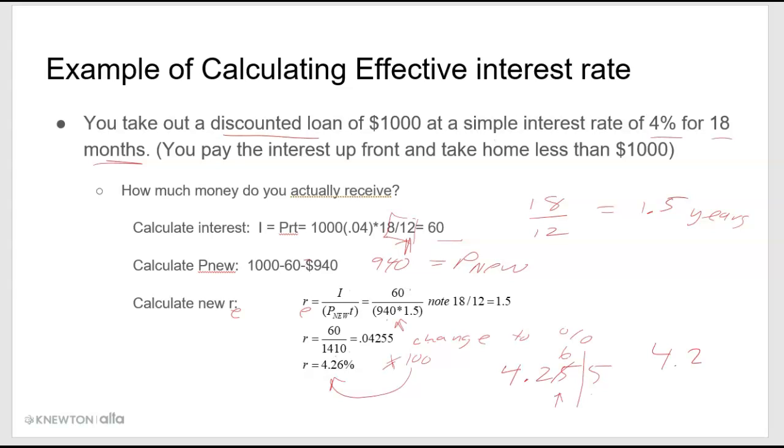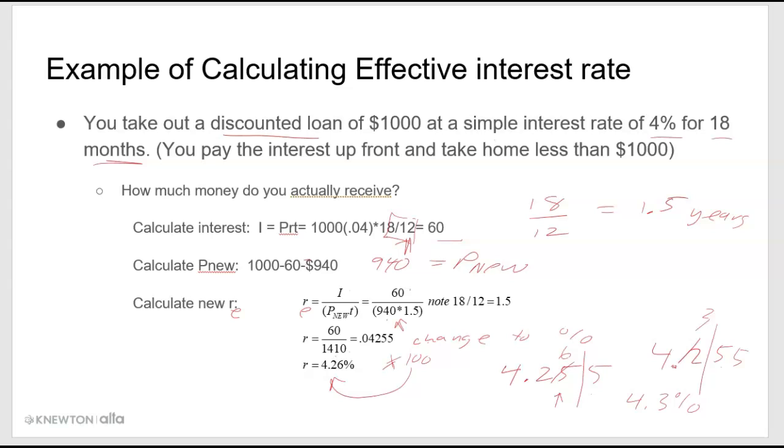If I round to the nearest tenth, I'm only going to keep that. I look, oh, that's a 5 or above, so this becomes a 3, and I get 4.3%, depending on what the problem asks for in rounding. All right, so that's the effective rate.